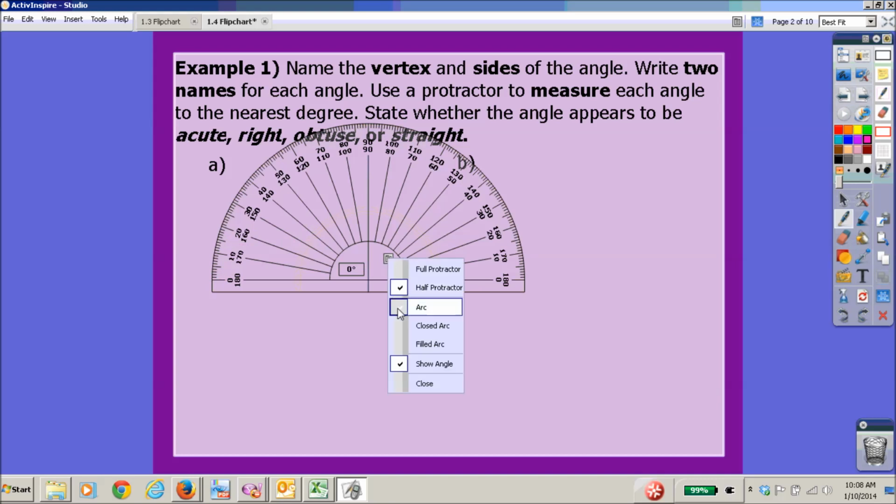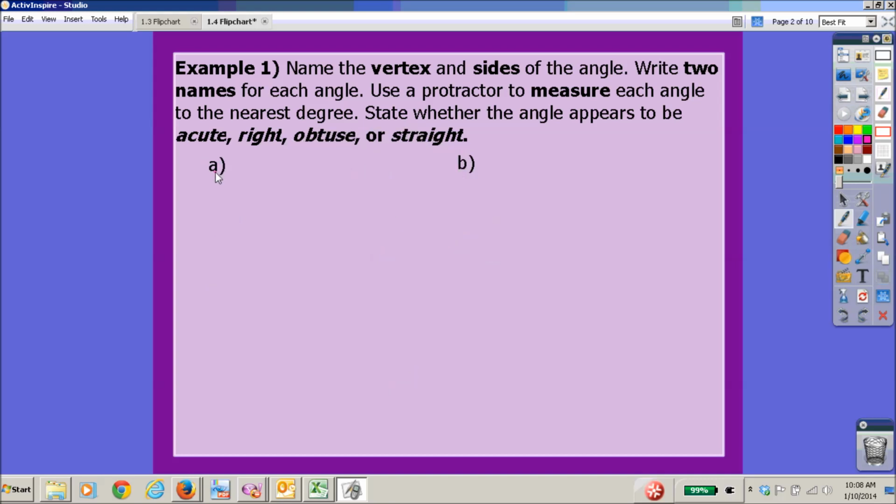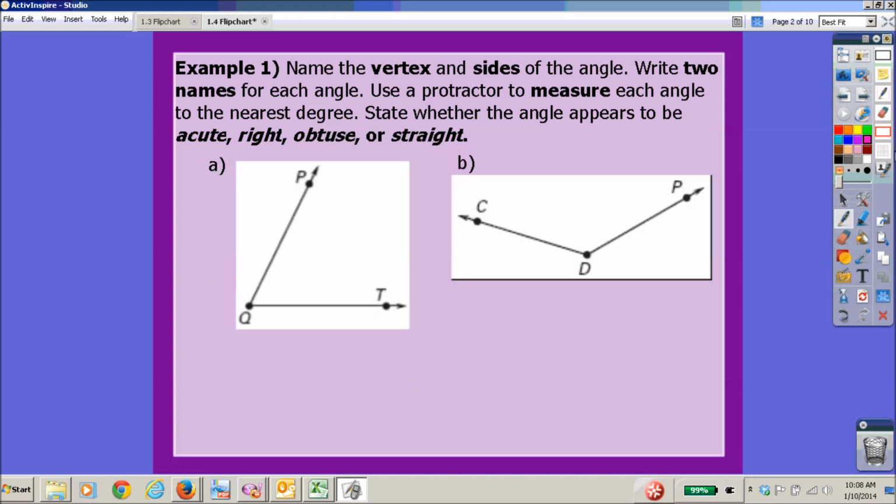All right, so let's take a look at these two. First, you want to name the vertex and the size of the angle. We're going to write two names for each angle, and then use the protractor to measure each angle and state whether it appears to be acute, right, obtuse, or straight. So let's quickly do this.